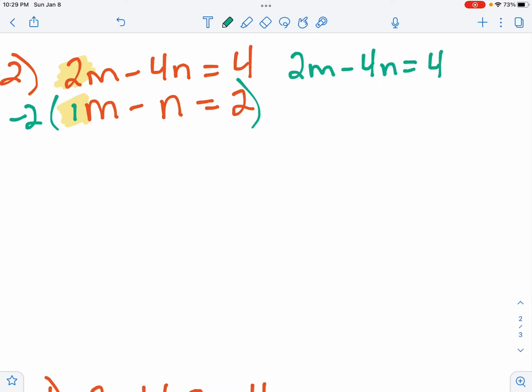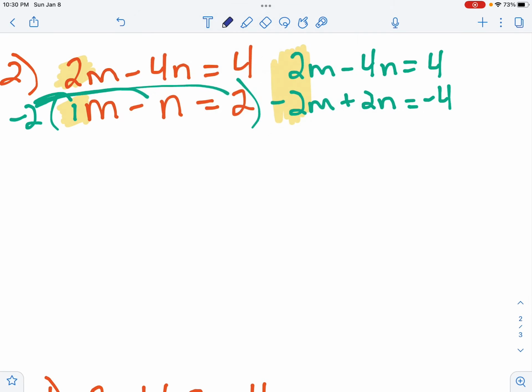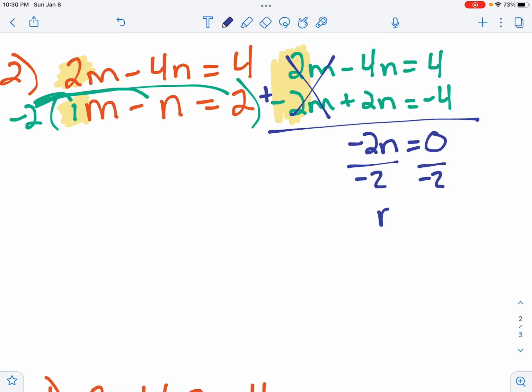So -2 times 1 is -2m. -2 times -1 would be +2n. And then -2 times 2, don't forget about that last guy, that's important, equals -4. Now if I look at my m's, I have the same number, opposite sign. So I can go ahead and add my equations together. 2 plus -2 cancels, it's gone. -4 plus 2 is -2n. 4 plus -4 is 0, it's gone. I'm going to divide by -2 to get n equals 0.